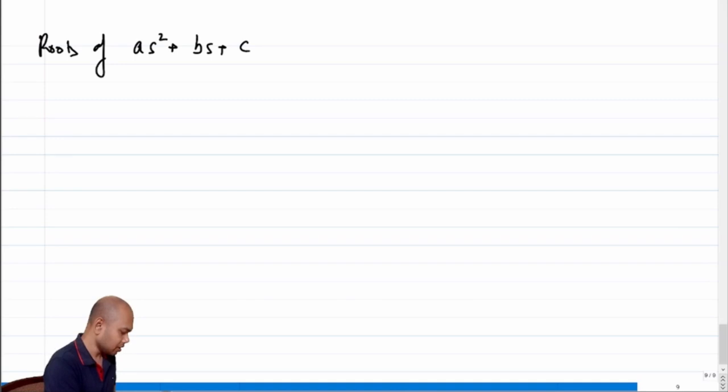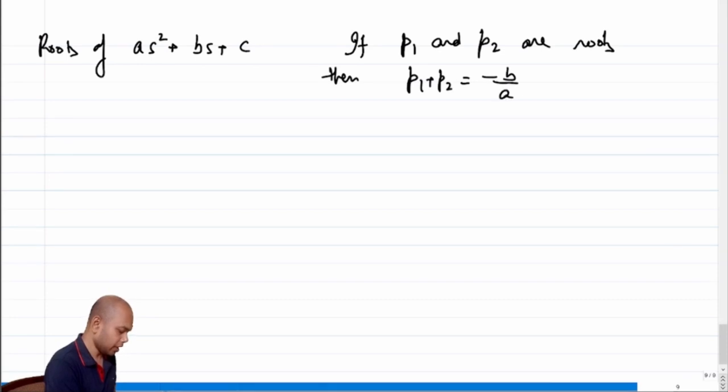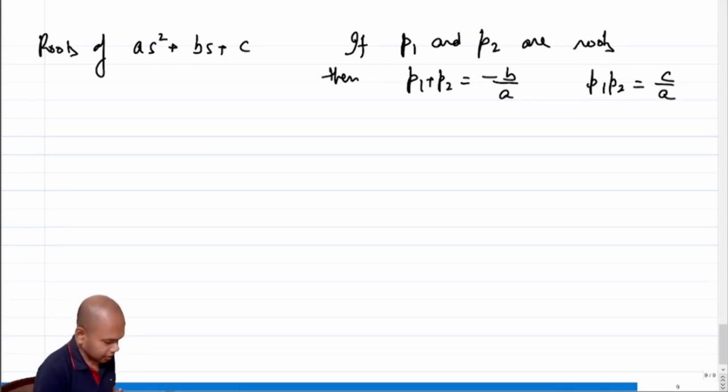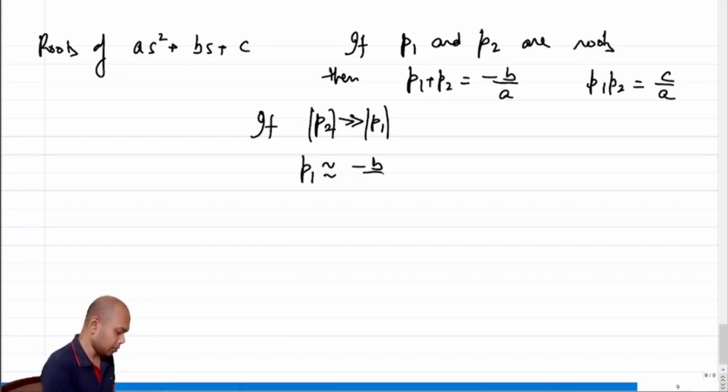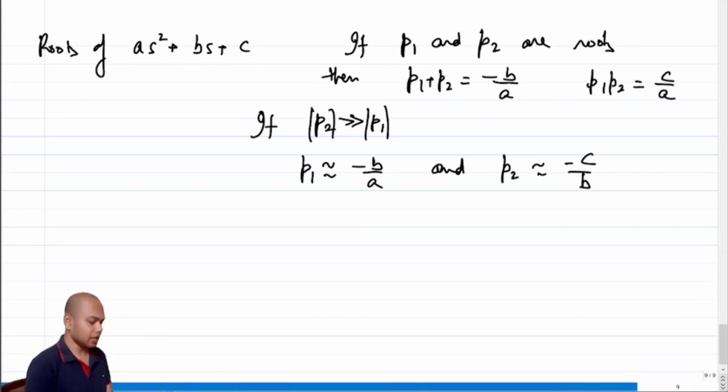We know that in a quadratic equation, if P1 and P2 are the roots, then P1 plus P2 is minus B over A, and P1 times P2 is C over A. This is a property of a quadratic that we already know. Moreover, if P2 is a high frequency pole, much, much greater than P1 in magnitude, then P1 is approximately minus B by A and P2 is approximately minus C by B. So there is some hope of simplifying our expression.